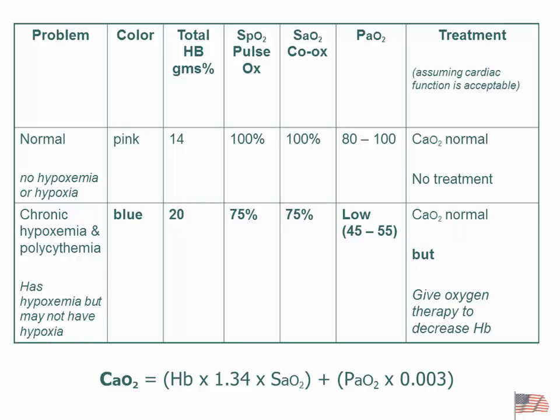Here's a general rule. Whenever your PaO2 is less than 60, you want to start that patient on oxygen. The magic PaO2 number is 60. Why 60? Lori will tell you when we start talking about the oxyhemoglobin dissociation. Okay? 60 is the magic number.